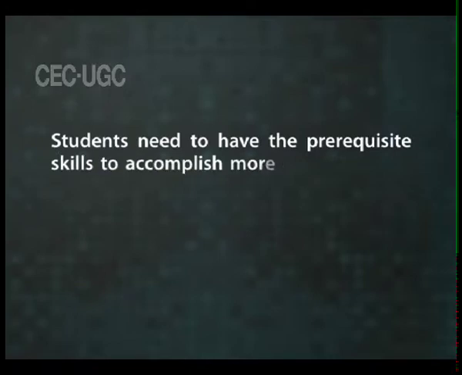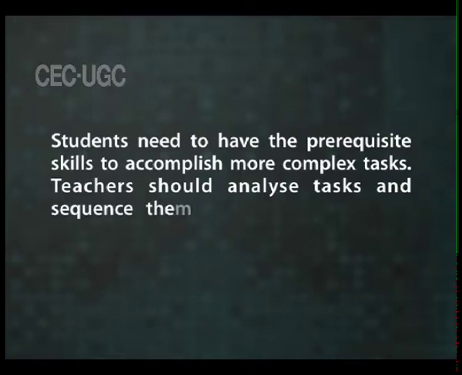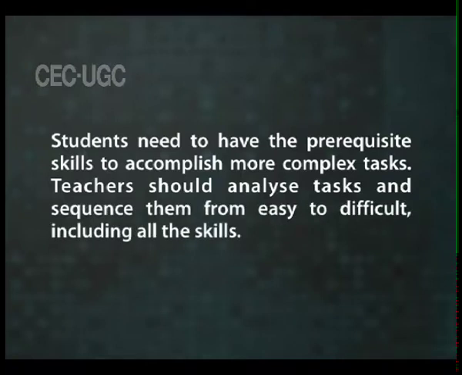Students need to have the prerequisite skills to accomplish more complex tasks. Teachers should analyze tasks and sequence them from easy to difficult, including all the skills. Children often learn more efficiently when they have a model to observe and imitate.